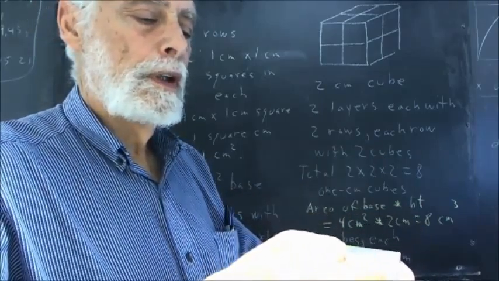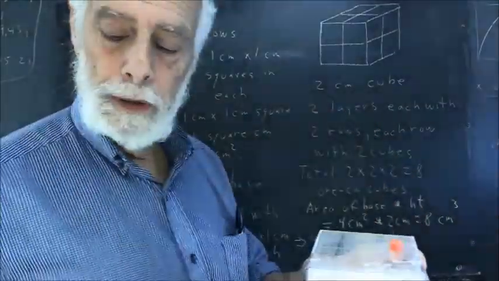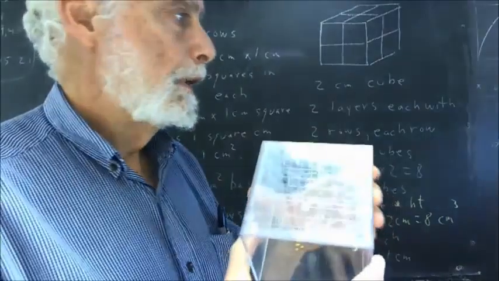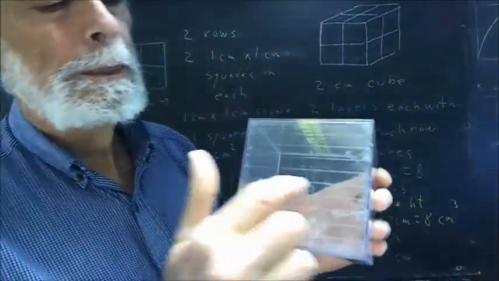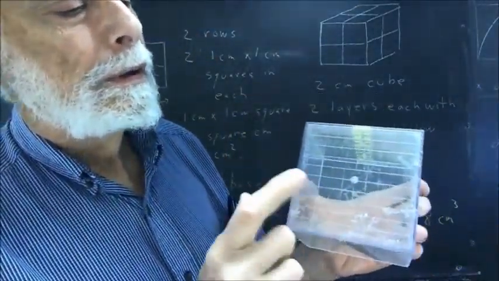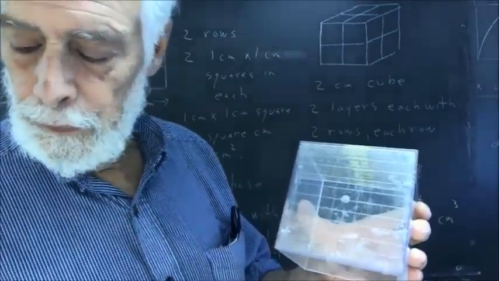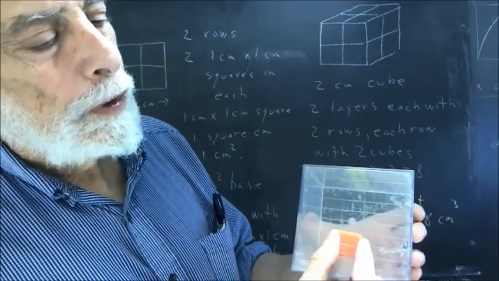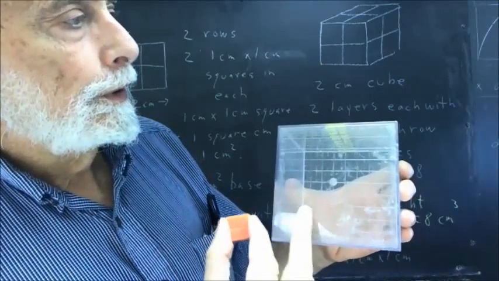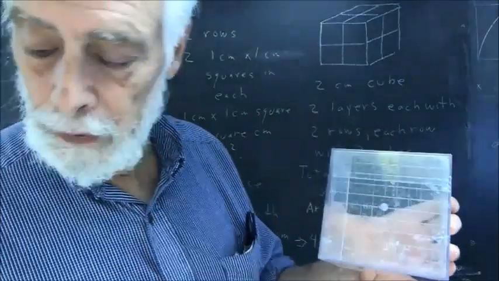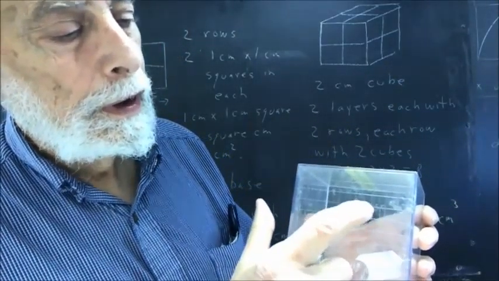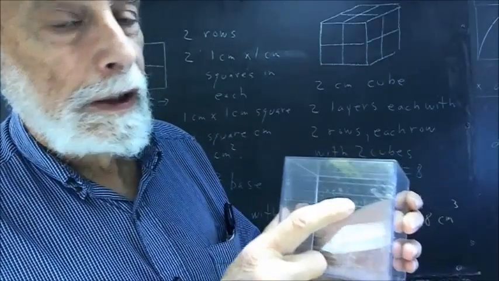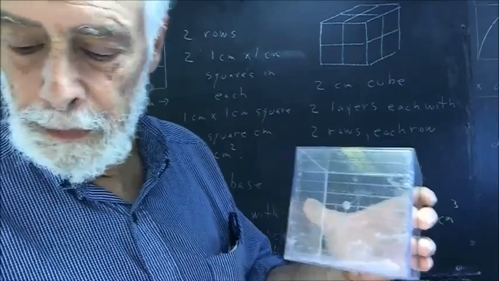Now this 4 cubic centimeter object that we've assembled, you can see the grid on this plastic cylinder. The 4 cubic centimeters cover 4 1 centimeter squares that you can see in the surface here. So those 1 centimeter squares have an area that we call 1 square centimeter.